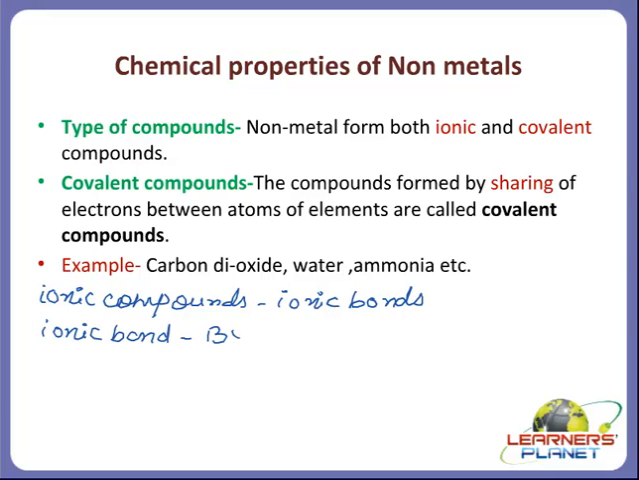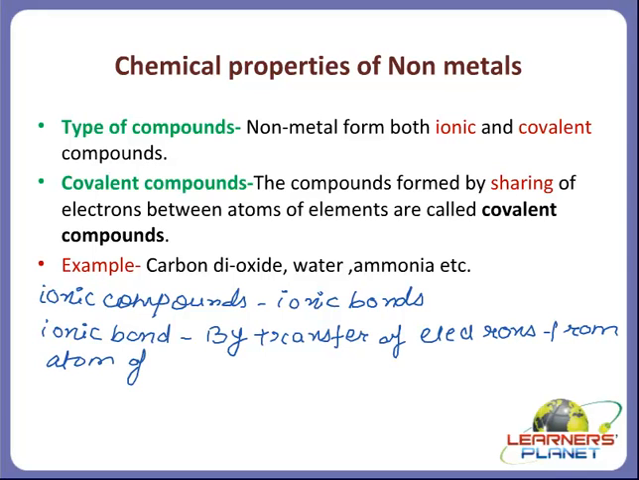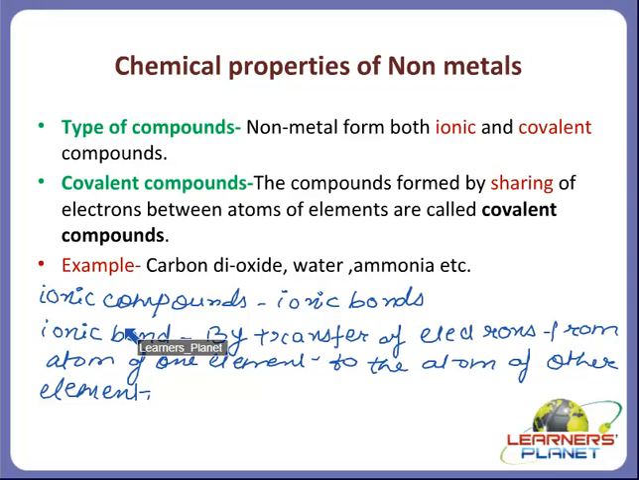This is formed by transfer of electrons from an atom of one element, or we can write the atom of the element, because it is not necessary that there are two types of elements. Yes, there are two types of elements. So from the atom of one element to the atom of the other element. Now in this case, the element which gives electrons is electropositive, and the element which accepts electrons is electronegative. Now there is transfer of electrons.